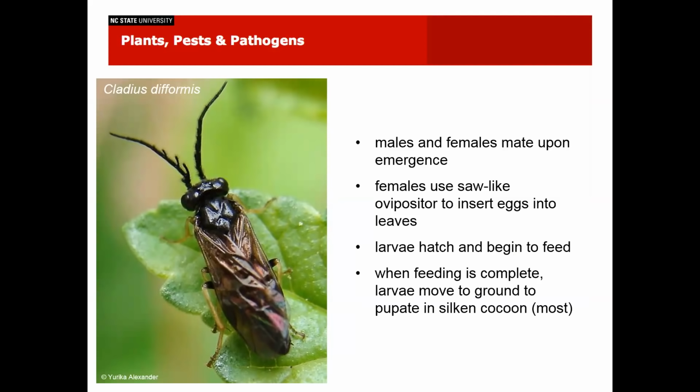They'll be mating, and they're called sawflies because females in this group of wasps have this flat saw-like ovipositor, and they use it to insert their eggs into the plant tissue. Some will insert in the edge of the leaf, some of them in the midrib, depending on the species. And the larvae will hatch, begin to feed, and when feeding is complete, the larvae often move to the ground to pupate in a silken cocoon.